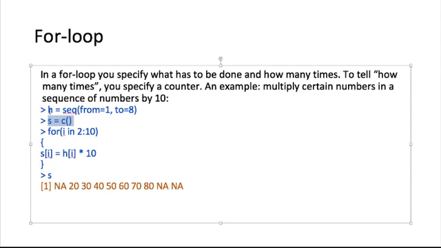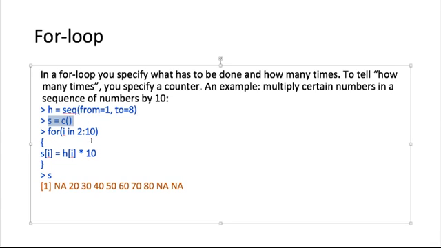So let's look at this example. H equals sequence from 1 to 8. So this creates a sequence of numbers from 1 to 8. If we wanted to print the numbers 20, 30, 40, 50, 60, 70, 80 from this sequence H, we could create a for loop and specify that for I in 2 to 10, take those values from the sequence H and multiply them by 10.